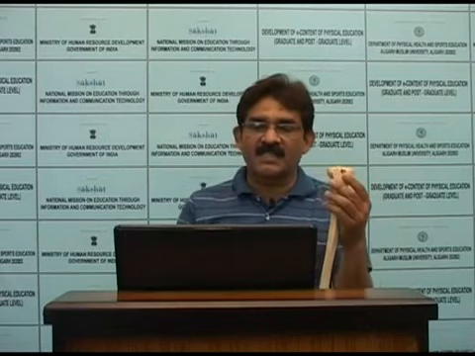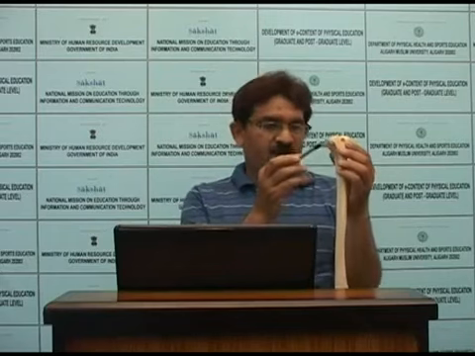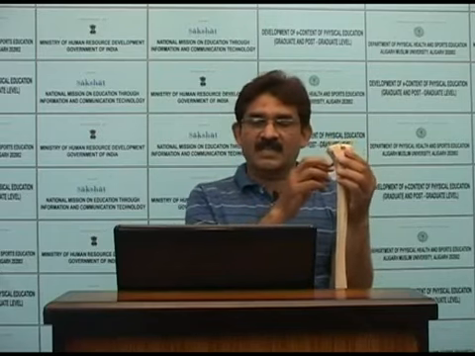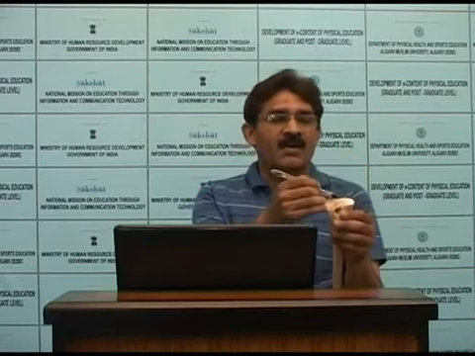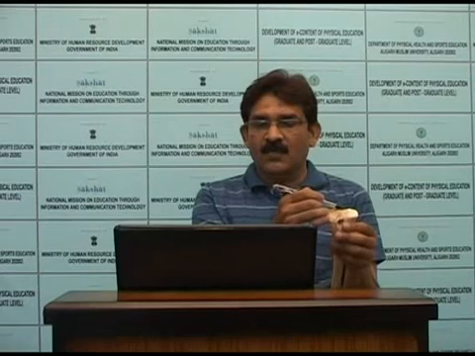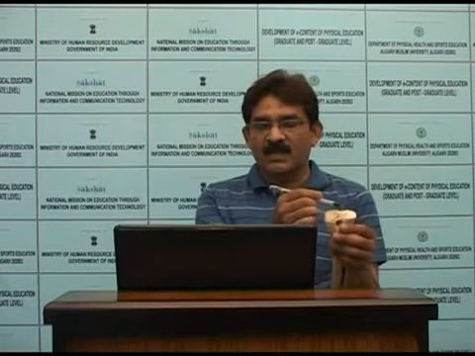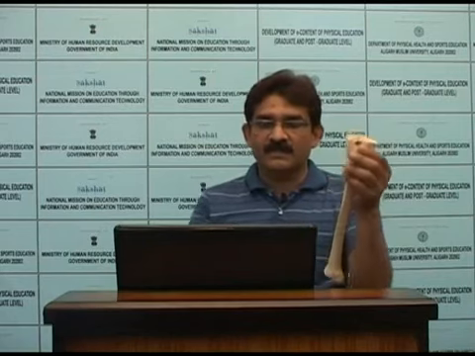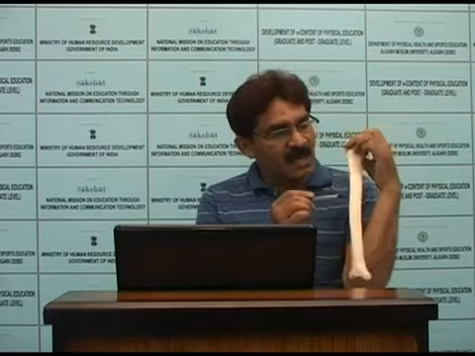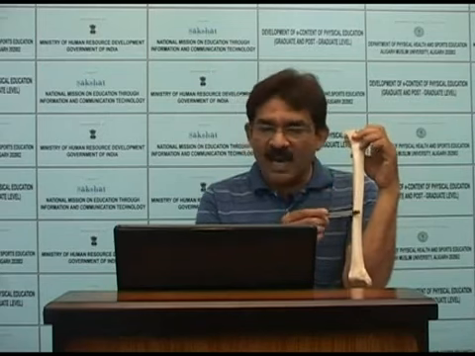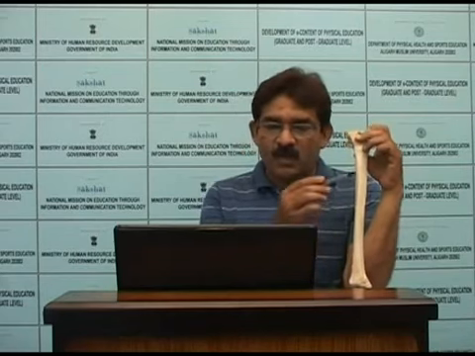Upper end, medial and lateral condyles. There are medial and lateral condyles and intercondylar eminences. This is the intercondylar eminence, fibular articular surface, tuberosity of the tibia. This is the shaft, and this is the anterior or sharp border, or soleal line.